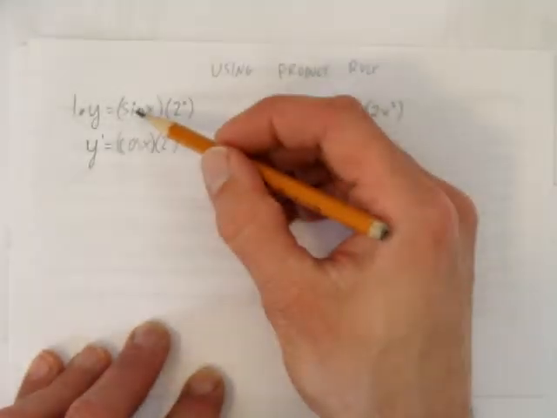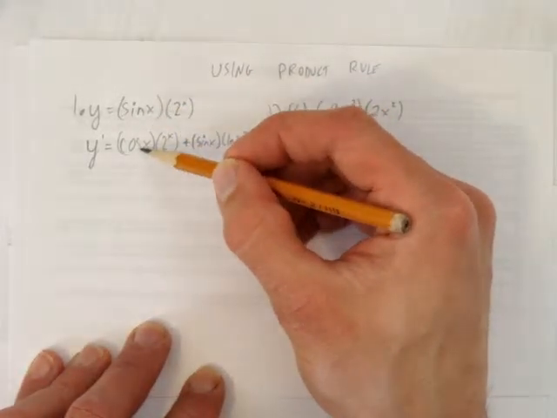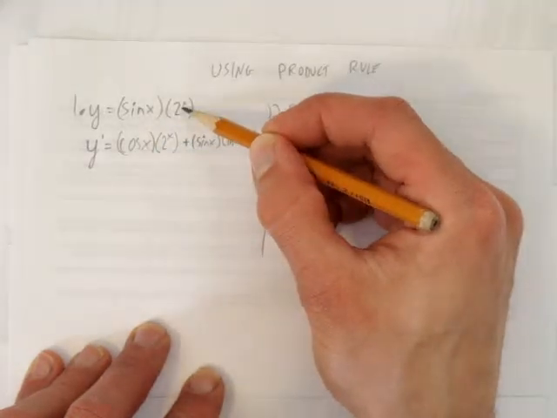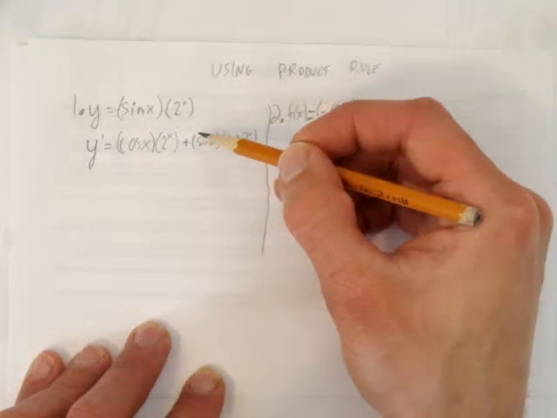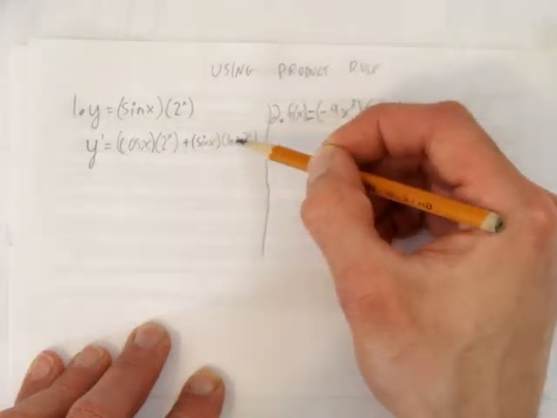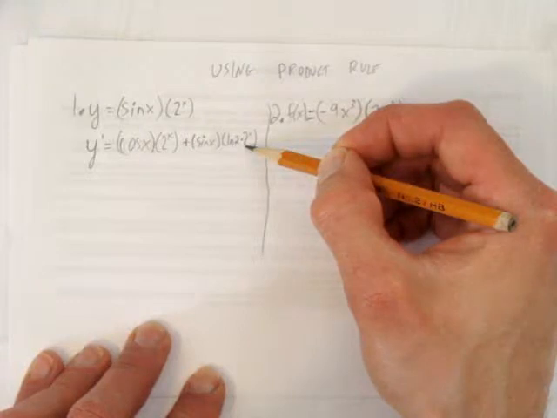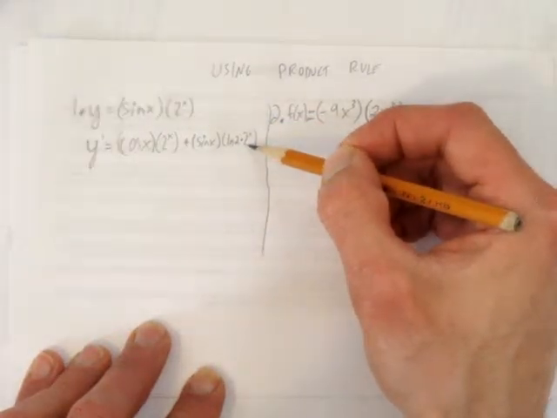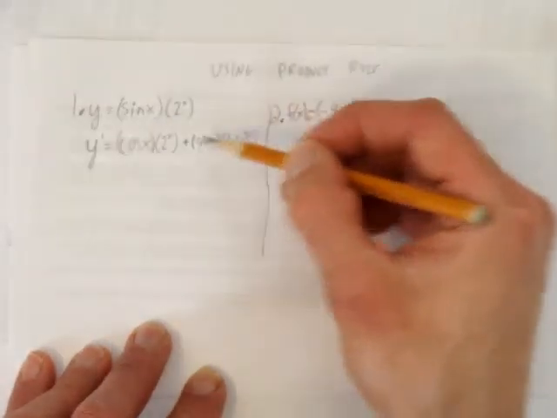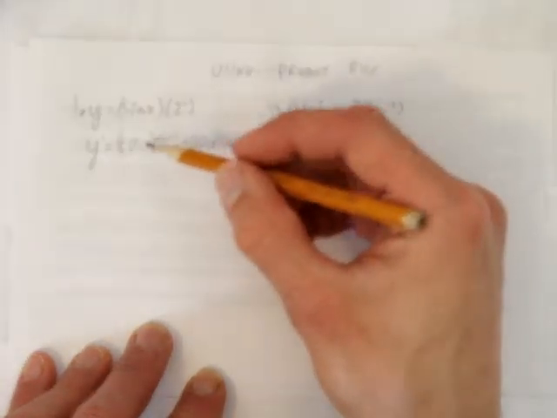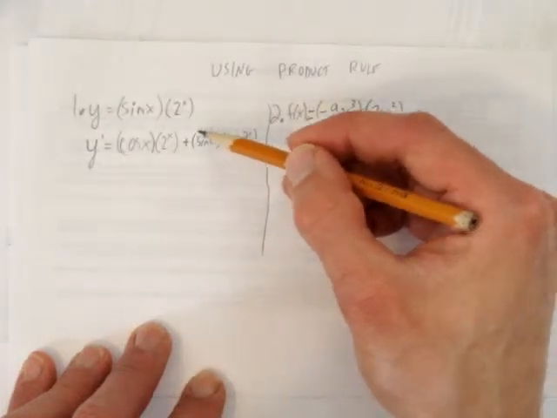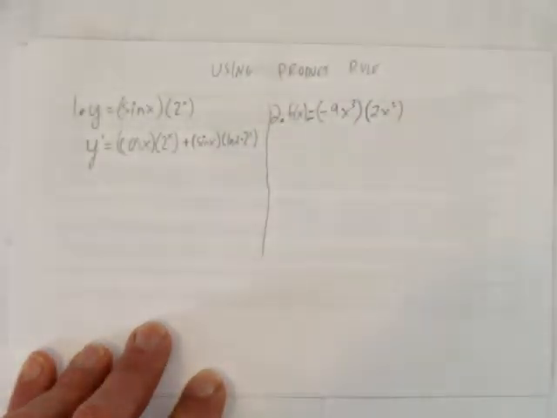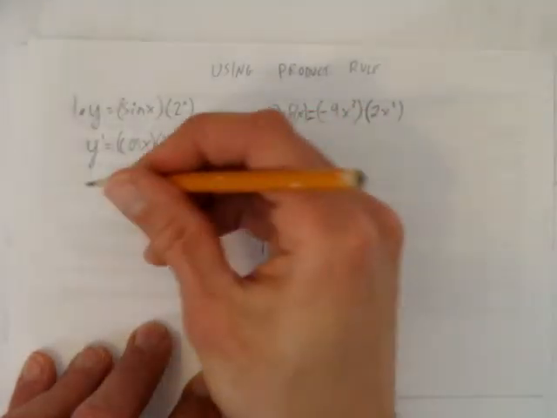So again, how did I do that here? I did sine x derivative cos x times the second function plus the derivative of the second function, this is the derivative of 2 to the power of x, times the first function. So it's made up of two pieces. One of the pieces has a derivative, the other is the original, and then the second piece, the original, the derivative. And there isn't much we can do there.